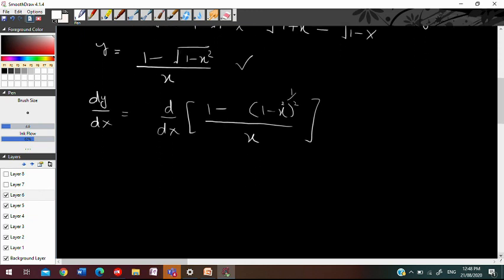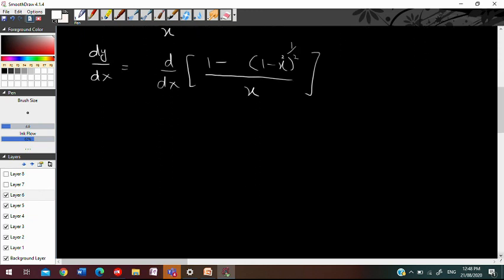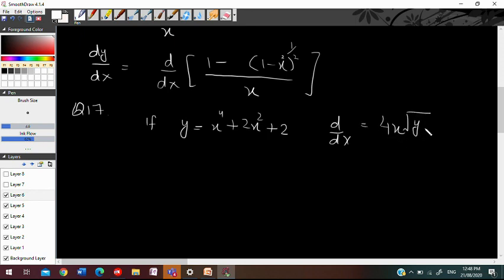Now question number 17, in which the equation is given and you have to prove some function. The question is, if y is equal to x4 plus 2x square plus 2, you have to prove that dy by dx is 4x under root y minus 1. So it's a simple question, just differentiate this equation. So d by dx of x4 plus 2x square plus 2. You can apply this derivation on all the terms.